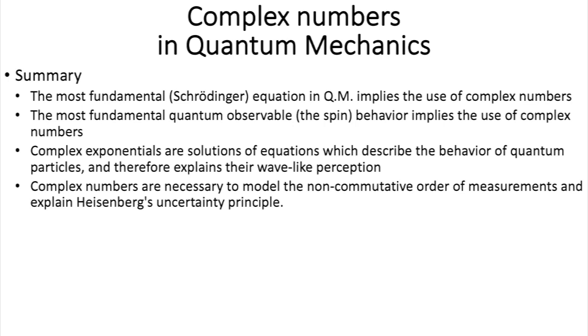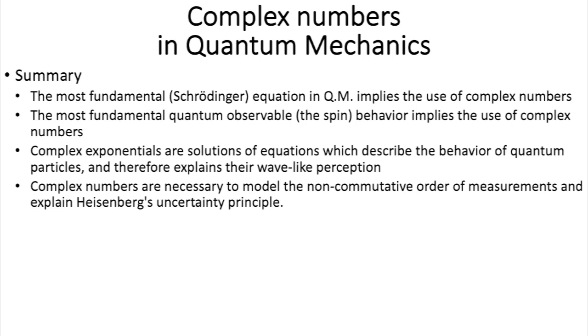So as a summary, the most fundamental equation in quantum physics, the Schrödinger equation, implies the use of complex numbers. The most fundamental quantum observable behavior, the spin behavior, implies the use of complex numbers. Complex exponentials are solutions of equations which describe the behavior of quantum particles. And we also saw that complex numbers are necessary to model the non-commutative order of measurements and explain Heisenberg's uncertainty principle.